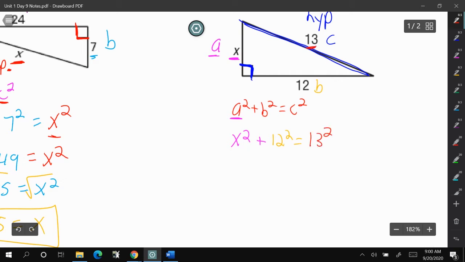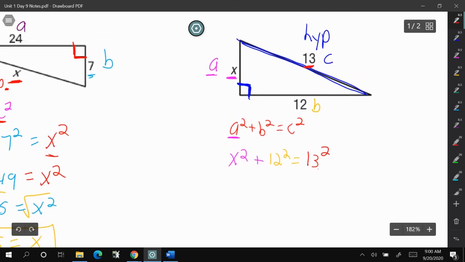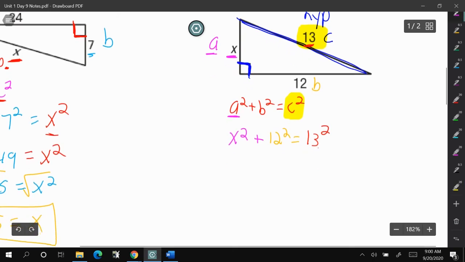13 squared. So this, again, is where people make the most mistakes, is that they'll rewrite this thinking that this is always our c value in the theorem, that we're always trying to solve for that, but that's not the case. The number that goes by itself is always the hypotenuse, always, always, always.